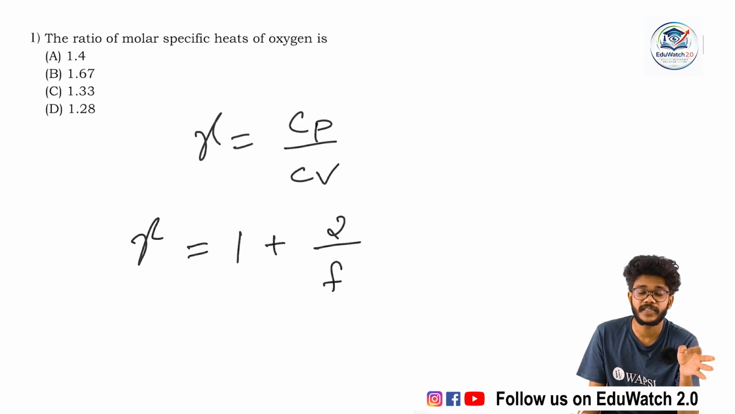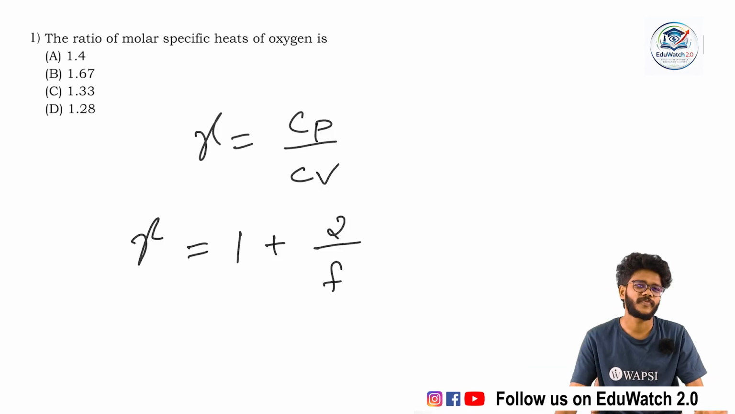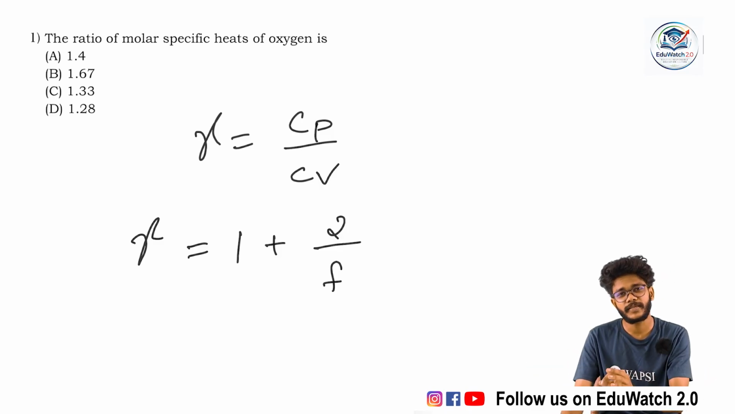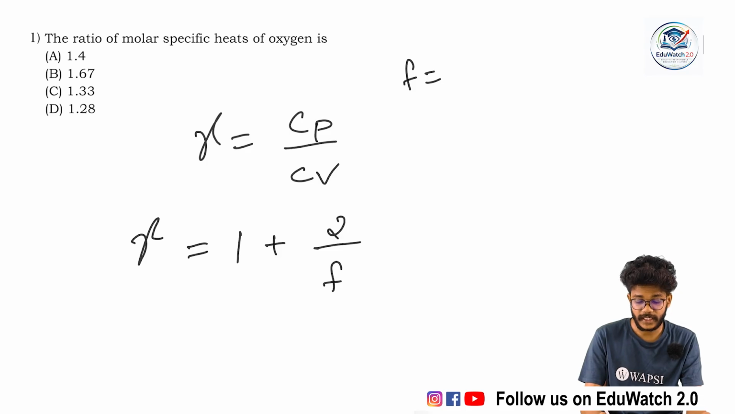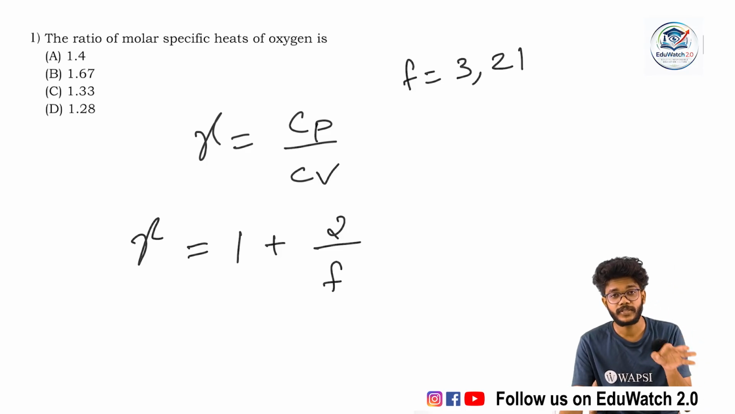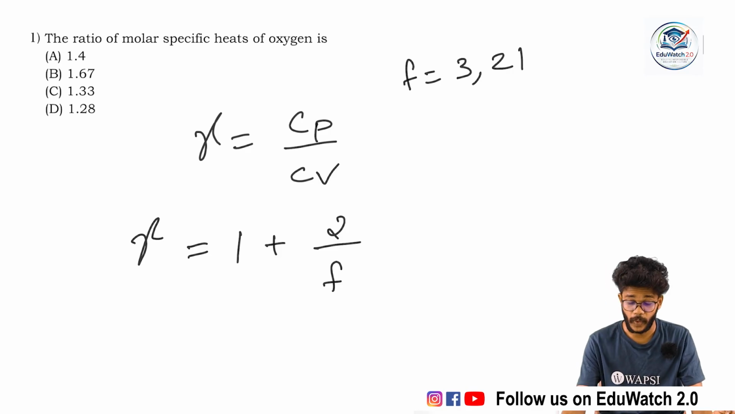The molecules are classified as monoatomic, diatomic, triatomic and so on, but we can leave that. For the basic parts we only focus on monoatomic and diatomic. For monoatomic, the degrees of freedom is 3. In 3 dimensions the degrees of freedom is 3, in 2 dimensions it is 2, and in 1 dimension it is 1.